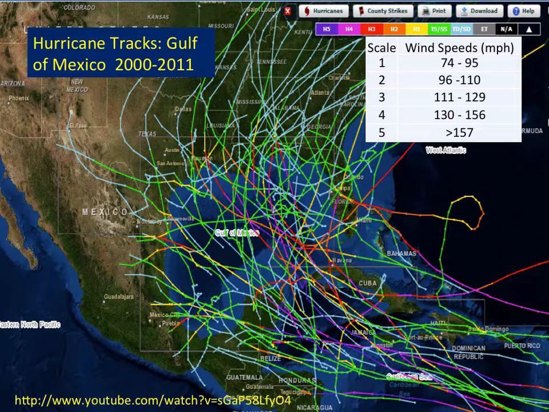I showed this earlier. This is the hurricane tracks. This is only hurricanes that tracked through the Gulf of Mexico between 2000 and 2011. Of course, in Texas in 2009, we had, well, in Texas and Louisiana, and all the way up in Arkansas, we had Ike.